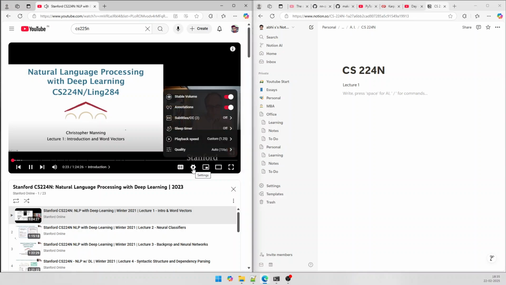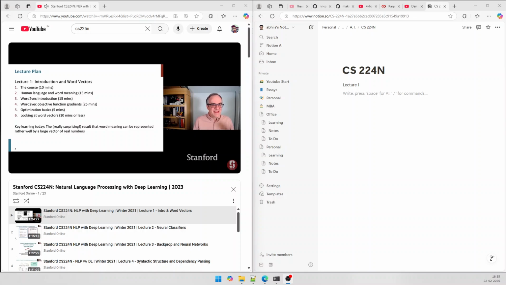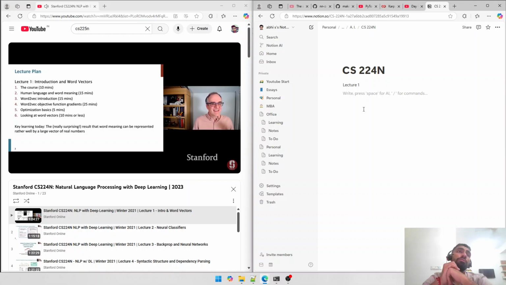So what we hope to do today is to dive right in. I'm going to spend about 10 minutes talking about the course, and then we're going to get straight into content for reasons I'll explain in a minute. So we'll talk about human language and word meaning. I'll then introduce the ideas of the word2vec algorithm for learning word meaning. And then going from there, we'll work through how you can work out objective function gradients with respect to the word2vec algorithm and say a teeny bit about how optimization works.